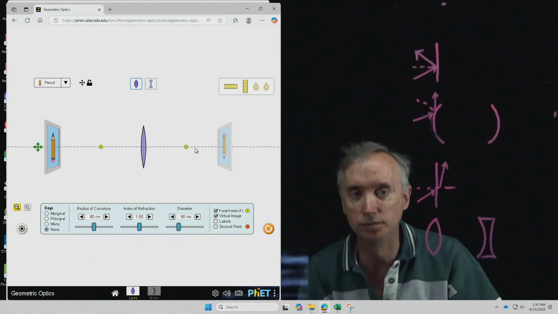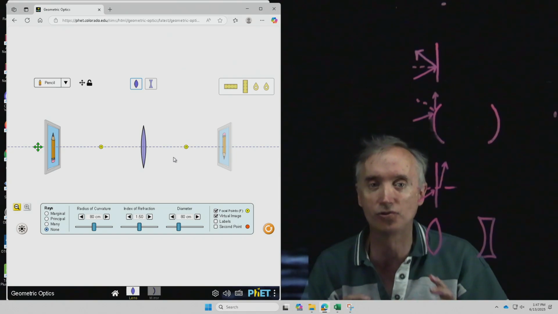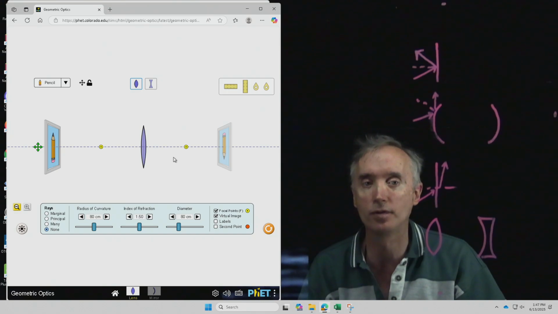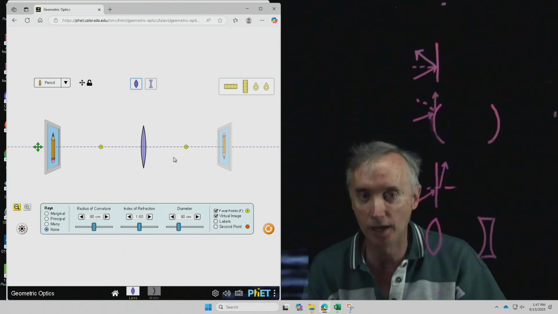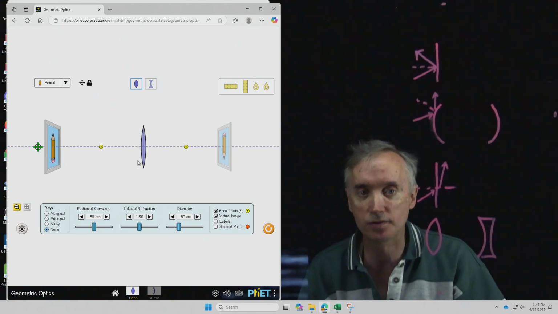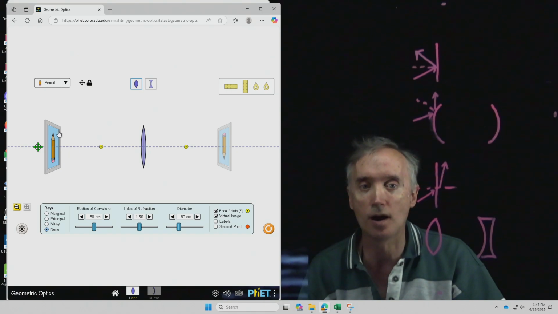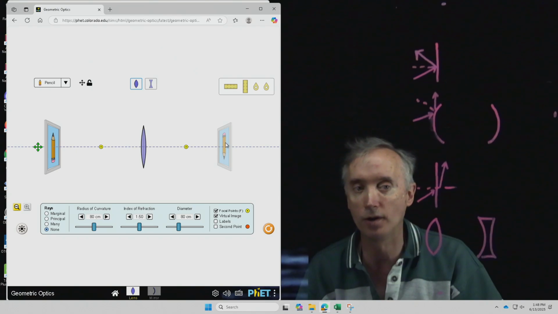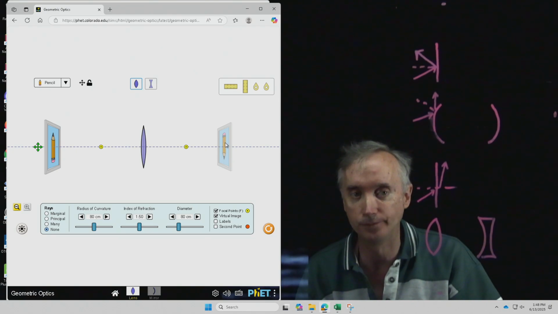Now your goal is to redraw those lines and then use that to figure out where the image ought to be located in a lens. So here is the lens. This is the converging lens. And then here is our object. The object is over here, and this is going to be the image over here. Now your goal is to figure out where that image is going to be located.